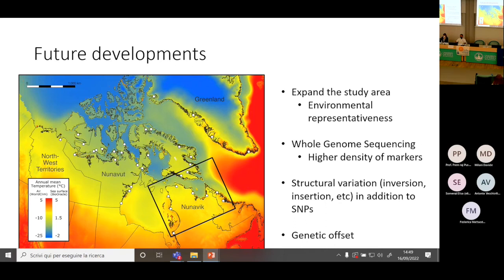So just having a higher density of markers. We also want to include other marker types than just SNPs, so structural variation that we might be able to identify: inversions, insertions, and so on. And we would also like to apply those really interesting methods of genomic offset to be able to say something about the future of adaptation in the Arctic.